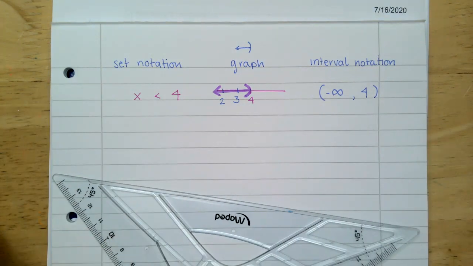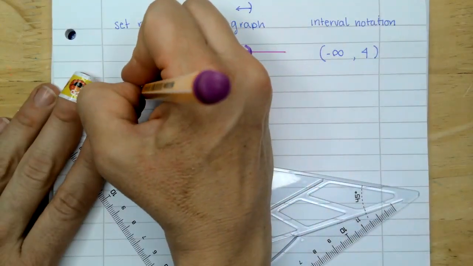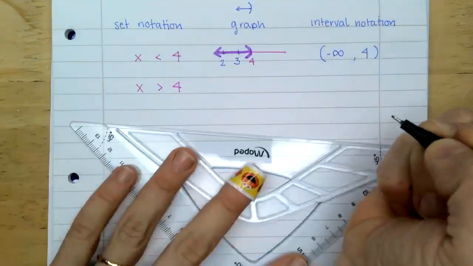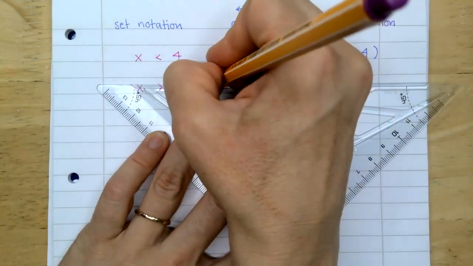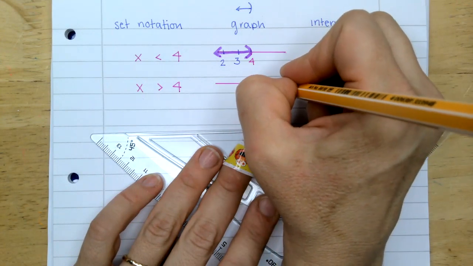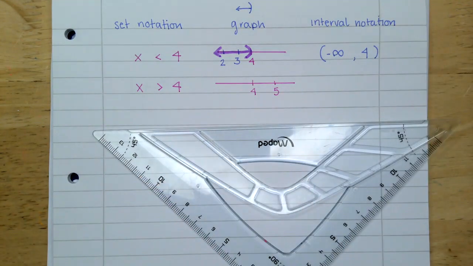Okay, we'll do another one. What about if x is greater than 4, right? What would that graph look like? Here's 4, here's 5. 5 is bigger than 4, greater than is always to the right.